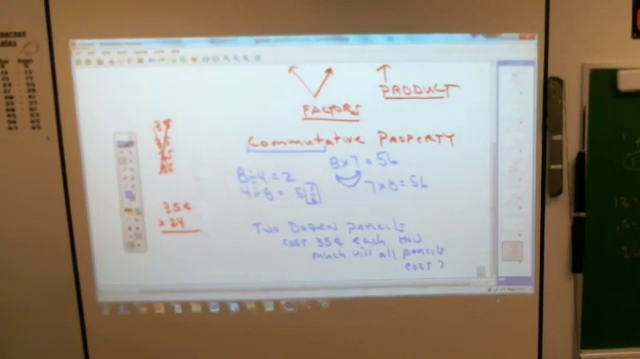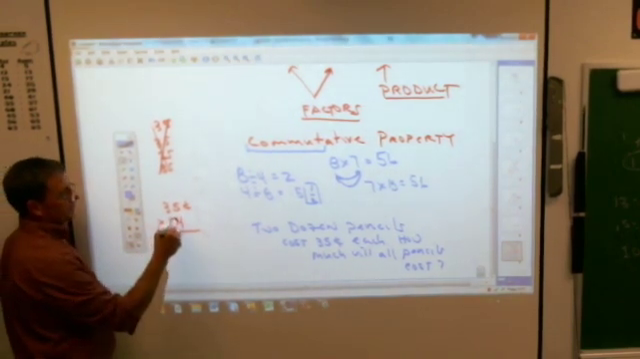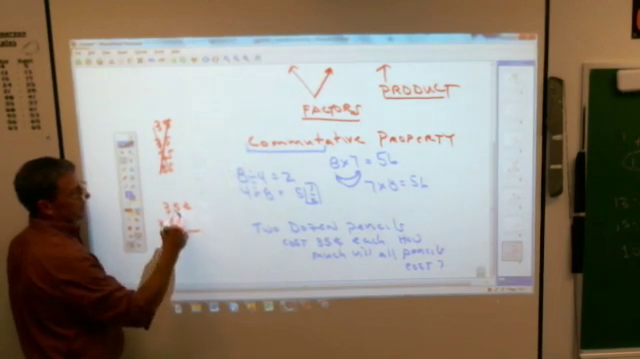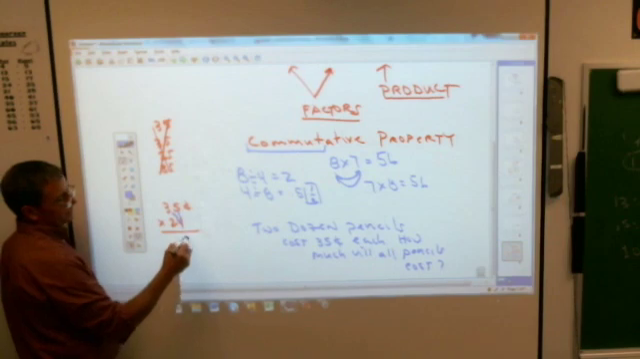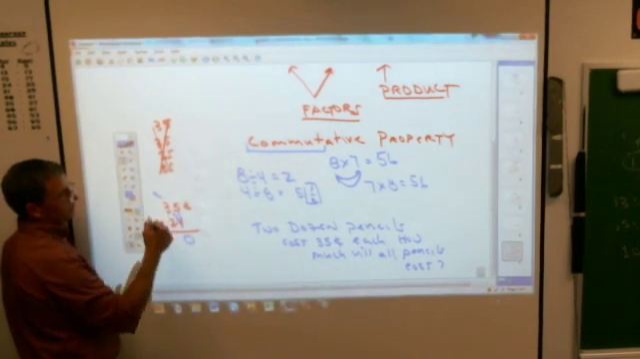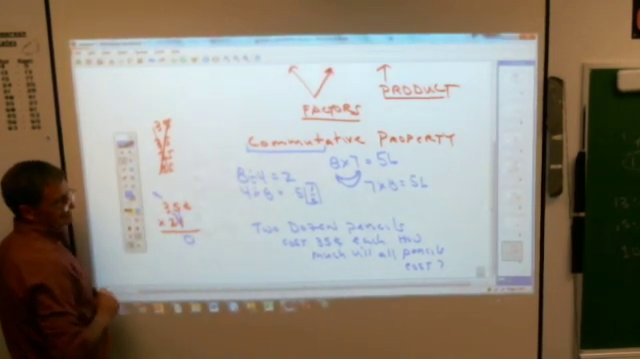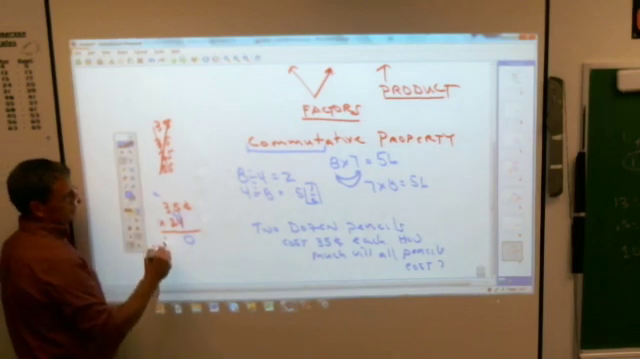Sam? 5 times 4. Right, you start with this digit, remember? Start with the units digit and it gets multiplied by both of these. 4 times 5 is 20. 20, you carry the 2. 4 times 3 is 12, plus the 2 is 14.